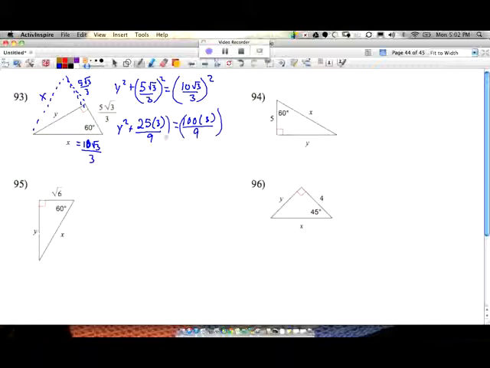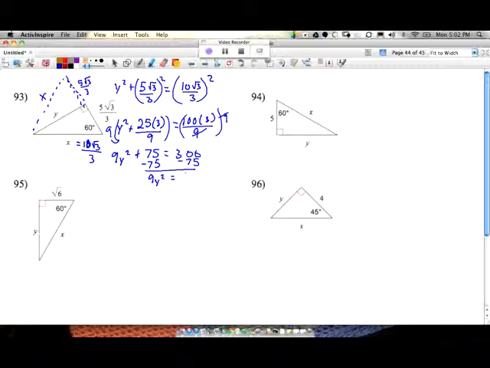Okay, so I'm going to do something kind of fancy. I'm going to multiply everything by 9. And on the right side, that just gets rid of the 9s. On the left side, I'm going to get 9y squared plus 25 times 3, which is 75, equals 100 times 3, which is 300. And I'm going to subtract 75 from both sides. Let's see where this takes me.